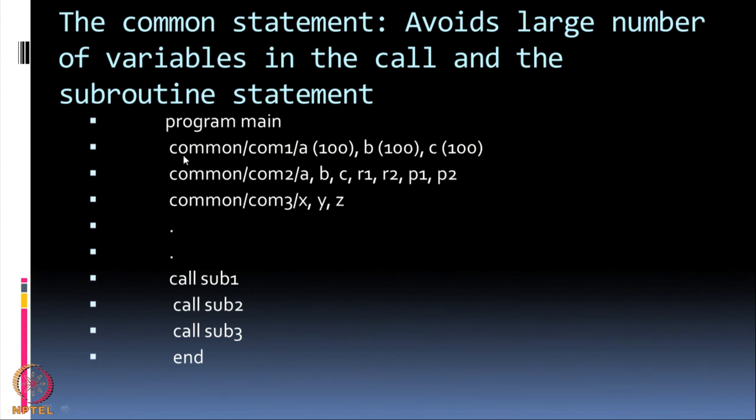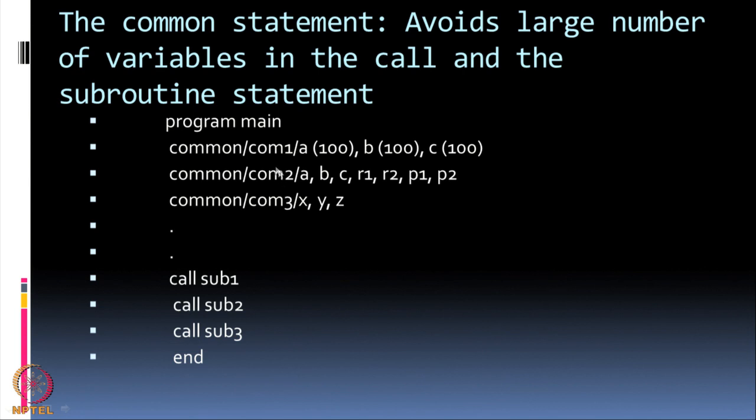So, look at this, this is a common, I call it COM1, A100, B100, C100. What this does, it creates a block of data. That block of data will have 3 variables A, B and C, each of size 100. The second block of data COM2, this set has A, B, C, R1, R2, P1, P2. So, the second block has 7 items. The third block has these 3 items.